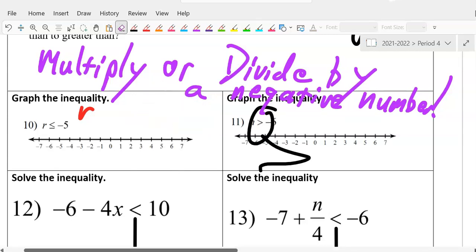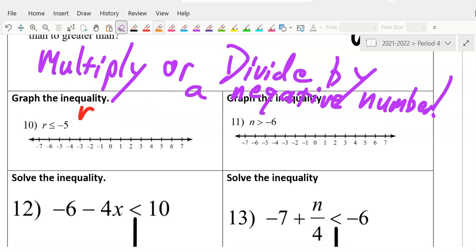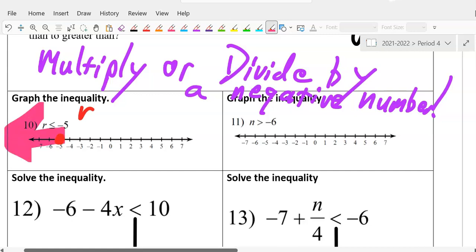So we're going to do a closed circle, and it's going to be less than. So closed circle on -5, which direction, right or left? Look at your paper. Which way? Left. Yes, that's correct. It's left.